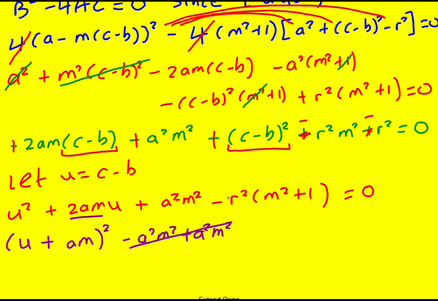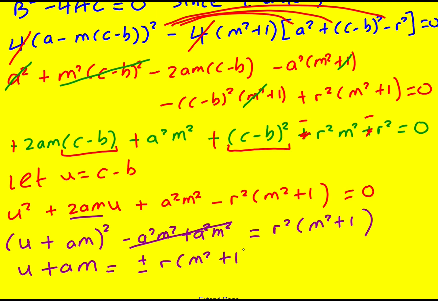Perfect. And then I'm going to be minusing this, so I can add it to both sides and set it equal to r squared (m squared plus 1). And that means that u plus am is going to be the square root of the right-hand side, plus or minus r times the square root of m squared plus 1. Oh, square rooted. Let me do this in stages. I'm square rooting r squared times (m squared plus 1).